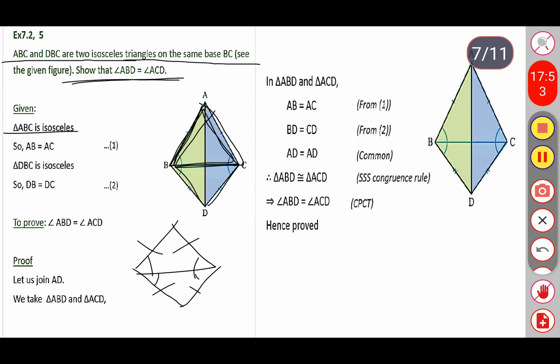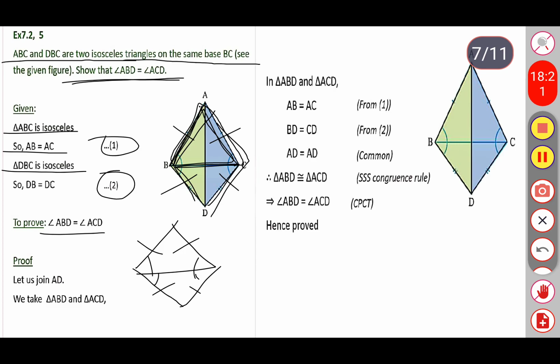So in triangle ABC, AB is equal to AC. Consider that one equation 1. In lower triangle DBC, DB is equal to DC. So consider that one as equation 2. So what we need to prove here? Angle ABD is equal to angle ACD, right? Now, if two sides are equal, their corresponding angles are also equal. So with the help of that statement, we can add these two angles. We can directly prove the given statement.